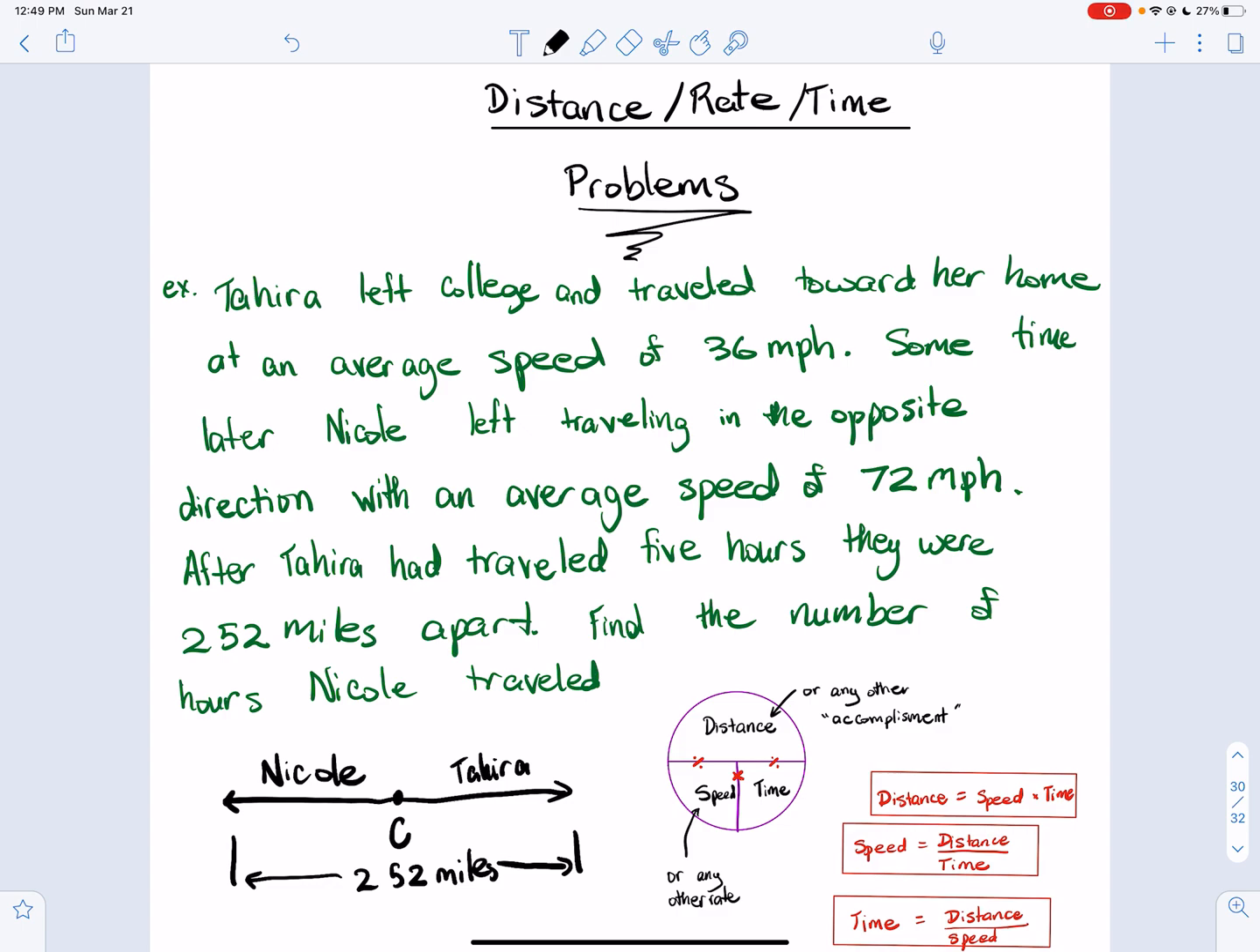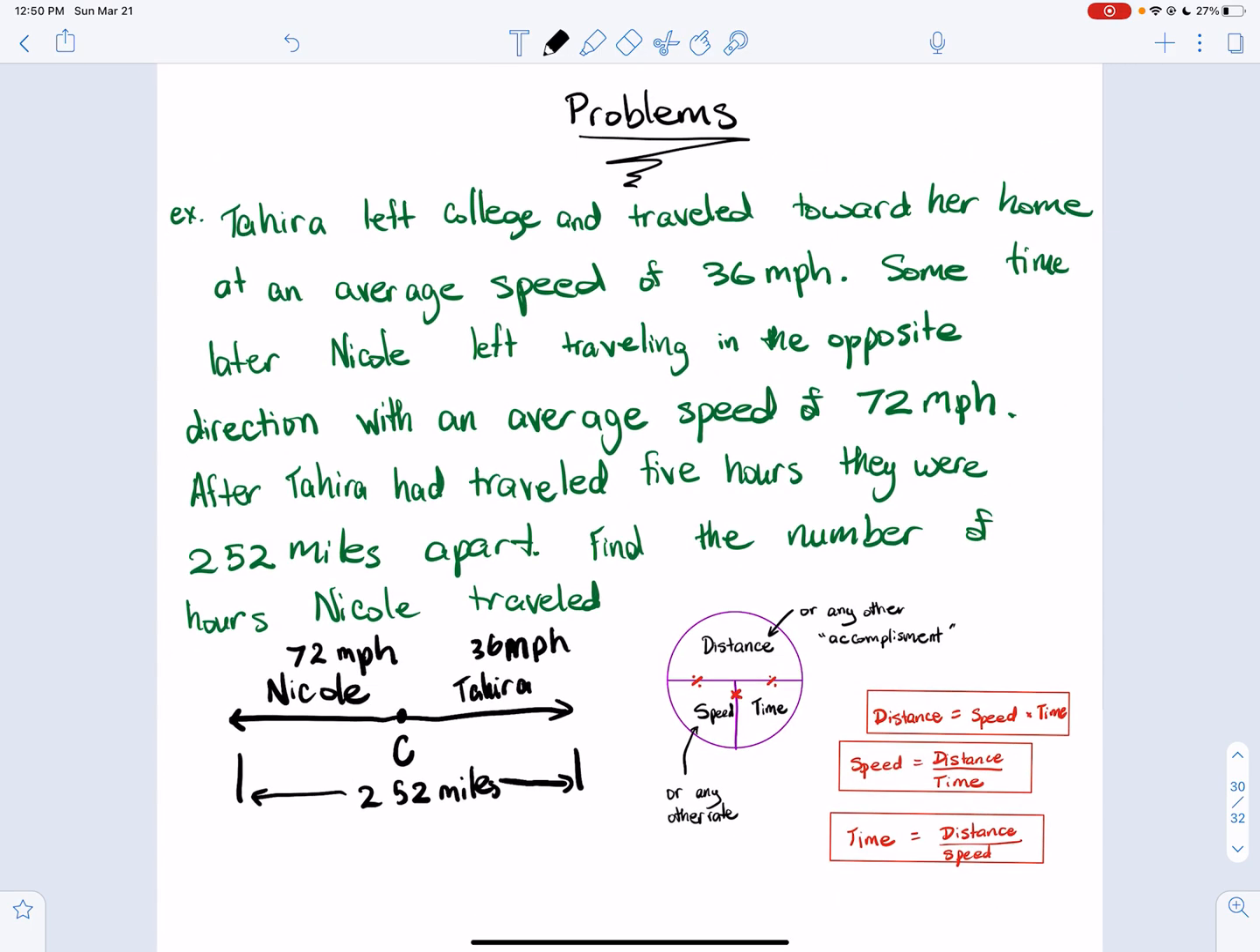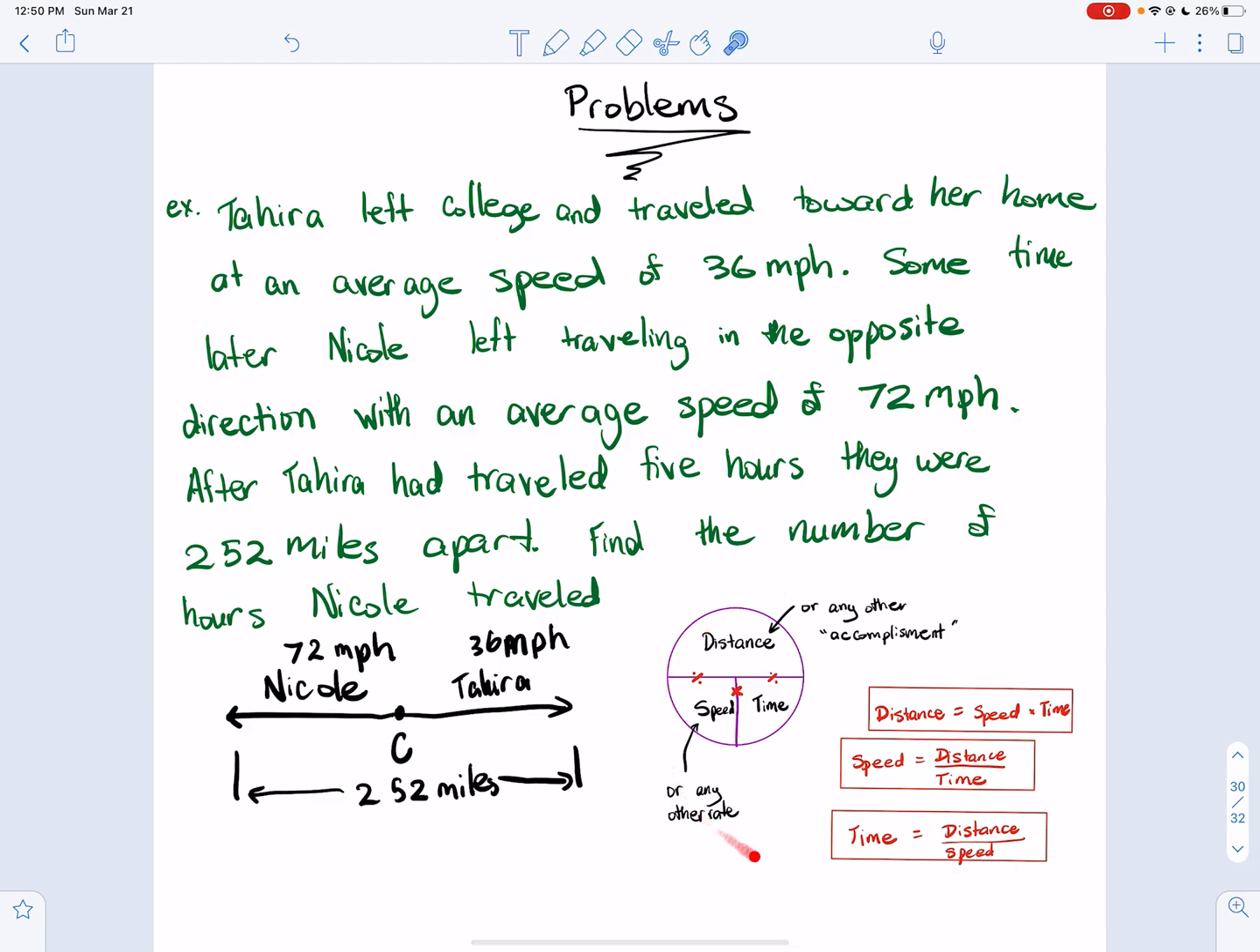And just so we have everything on one diagram, Tara is traveling 36 miles per hour. And Nicole is traveling super fast the entire time, 72 miles per hour. Okay, so now we have it all in a way that we can picture. And you may notice that I have some stuff on the side of the page over here. So let's talk about what this is.